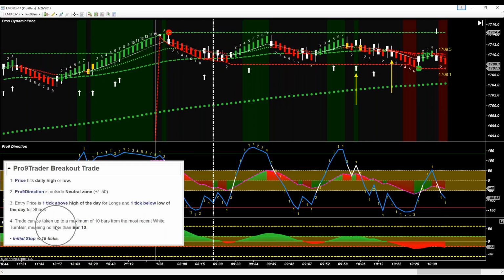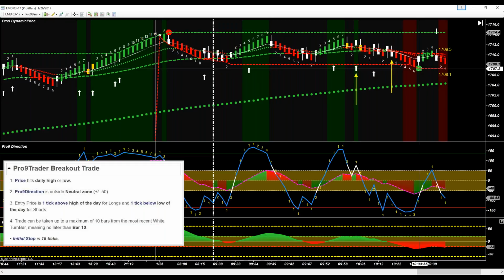We also need to make sure that we're not past bar 10 when the price breaks through. In this case, we're not going to be. It looks like bar 5 or 6 will be the breakout bar. So as long as we enter the breakout before bar 10, we can enter that trade. And then to prepare, my entry price is going to be one tick below the low of the day.